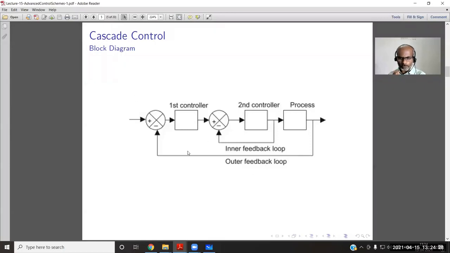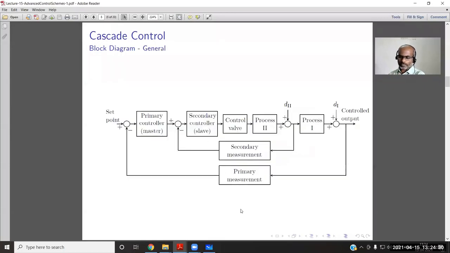This is only an approximate diagram, and a better diagram is given here. Normally we will be having only one loop. Now there is an inner loop. In the inner loop, we are taking the measurement. This measurement is given to the comparator. The set point for the secondary controller is given by the primary controller. Still only one control valve. There is a final control element.